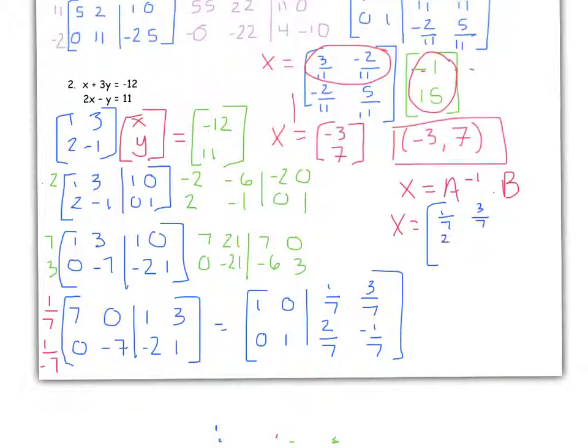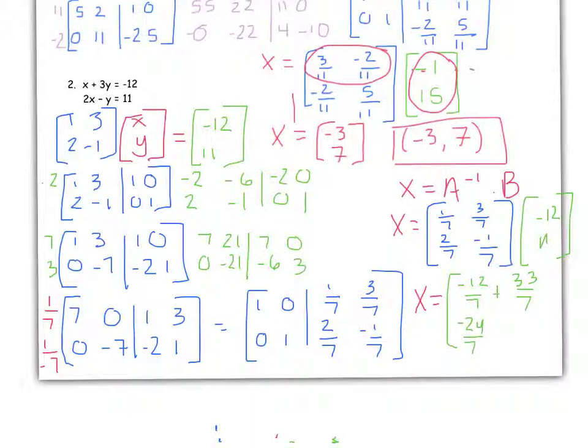This is really the only new step that makes our work today different than our work yesterday. And you have to think back to when we did the multiplying matrices work. So for this one, we get -12/7 plus 33/7. And then we're looking at -24/7 minus 11/7. 33 minus 12 is going to give you 21/7. And -24 minus 11 is -35/7.